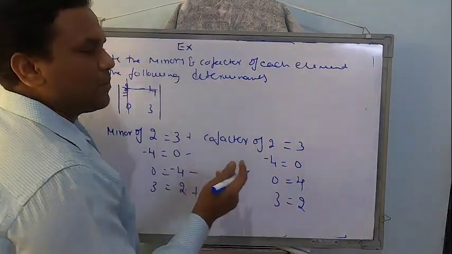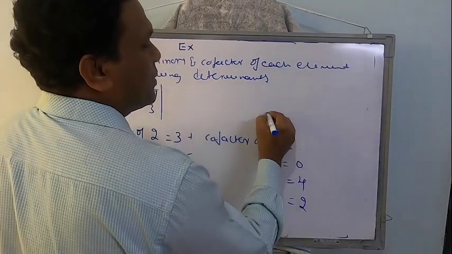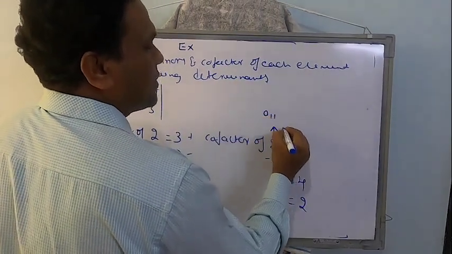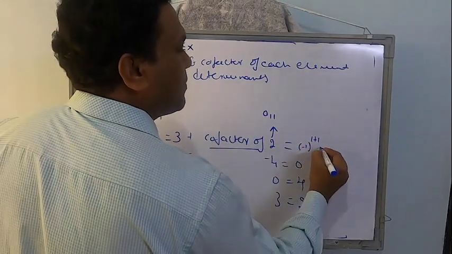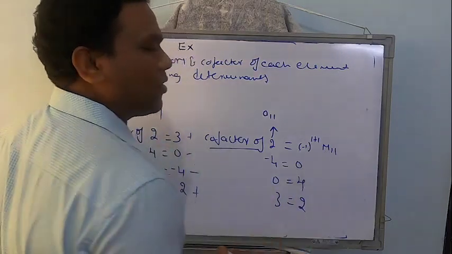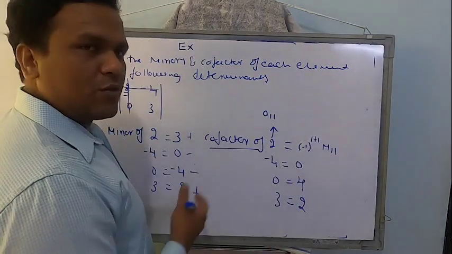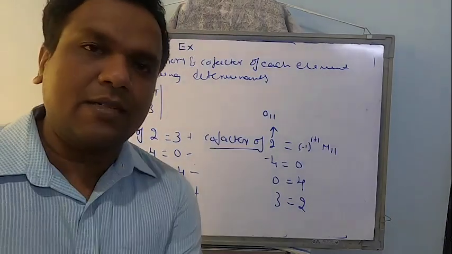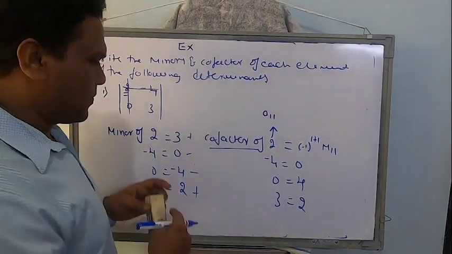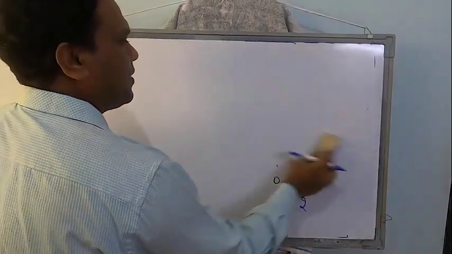If not, what some people will do here, see, 2 is an element of first row, first column. So when finding the cofactor, they will write minus 1 power 1 plus 1 multiplied by the minor of that element. It will take a long time to do this procedure. So better you just go with the convenient method, multiplying with the sign matrix. That's easy to find the cofactors. So that's about the first one.